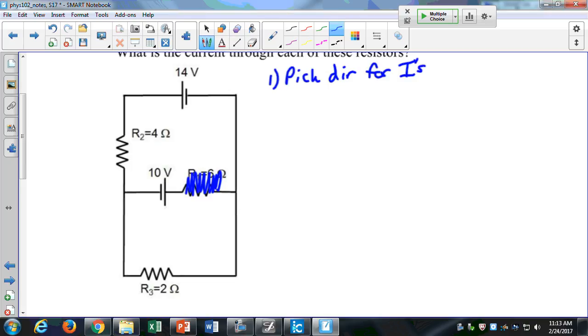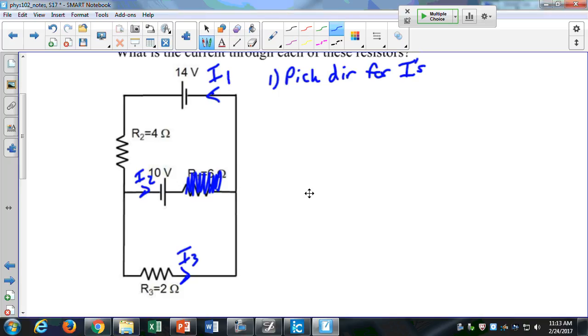I'm just going to pick some. All right, y'all choose the same ones that I choose, but you could conceivably choose different ones. But please choose the ones that make life a little easier. So we'll call this current I1. Let's call this current I2. And we'll call this current I3. I don't have any reason for picking those directions. I just picked them. Doesn't matter.